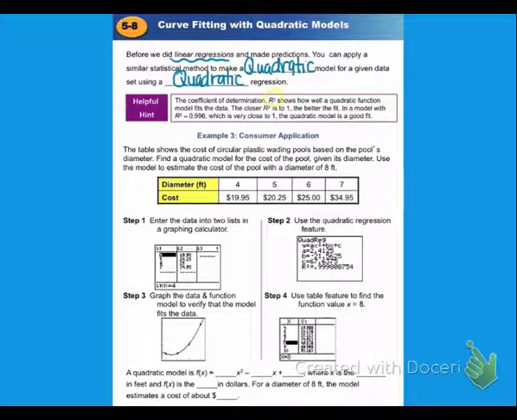But you can always come back to your notes, and you can see that I have all the steps listed out. Step 1, entering the data into the list. Step 2, using the quadratic regression feature. Step 3, graphing the data and function to verify that the model fits the data. That may be a step that we skip just because it involves doing too much with our calculator, like putting on the stat plots and changing the window. But then inputting the equation and using the table feature to predict the output for an input of 8. And so I'm going to go ahead and cut now to the calculator video.